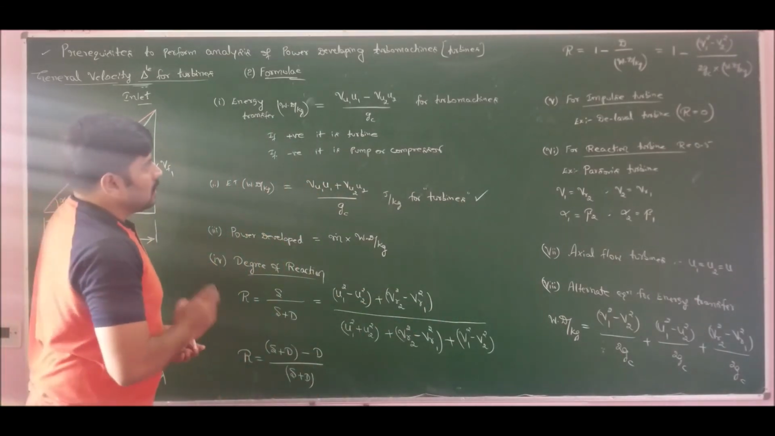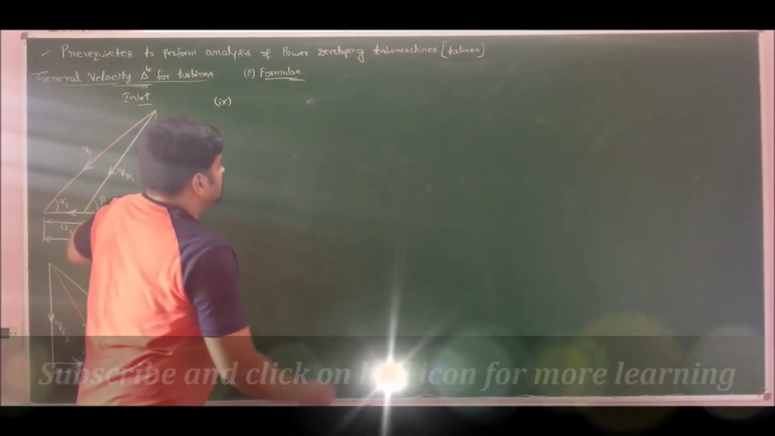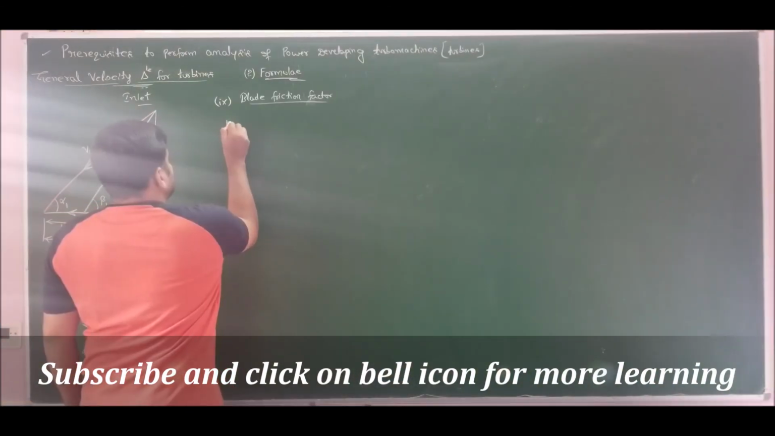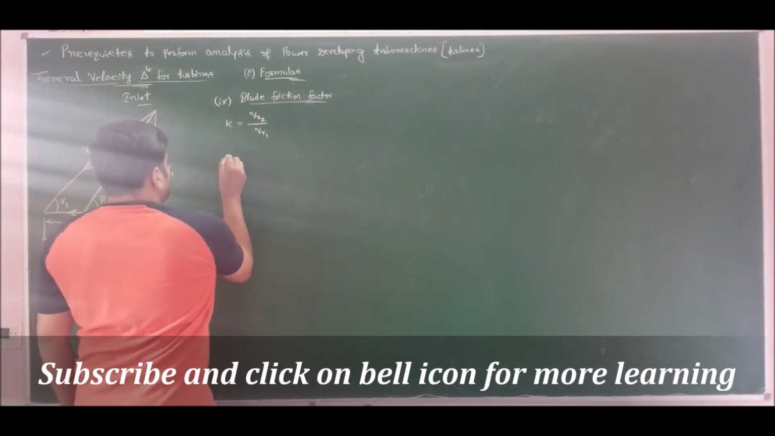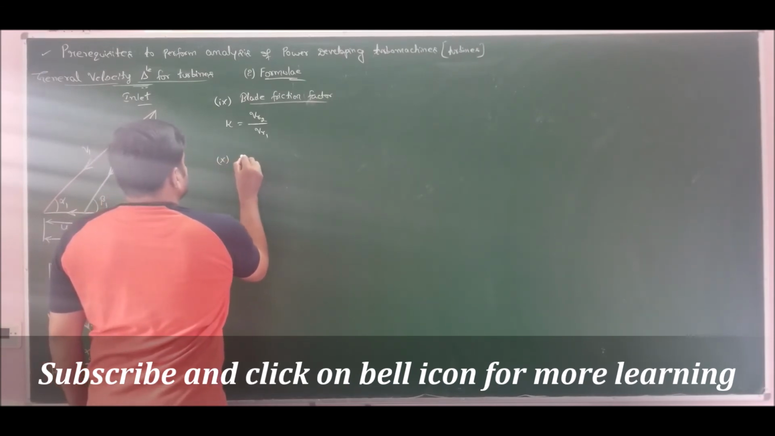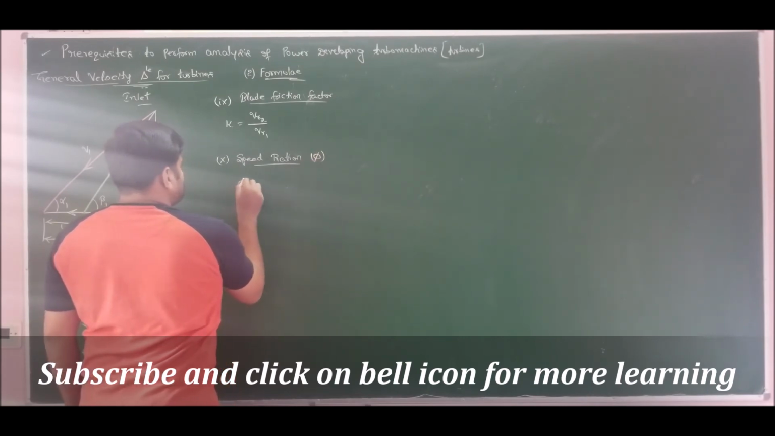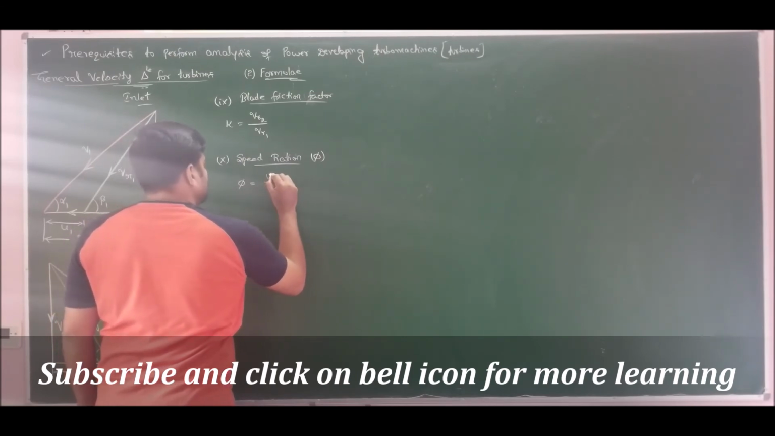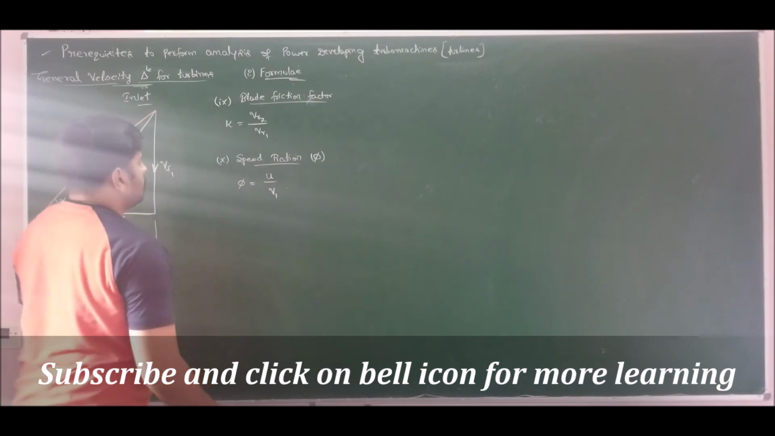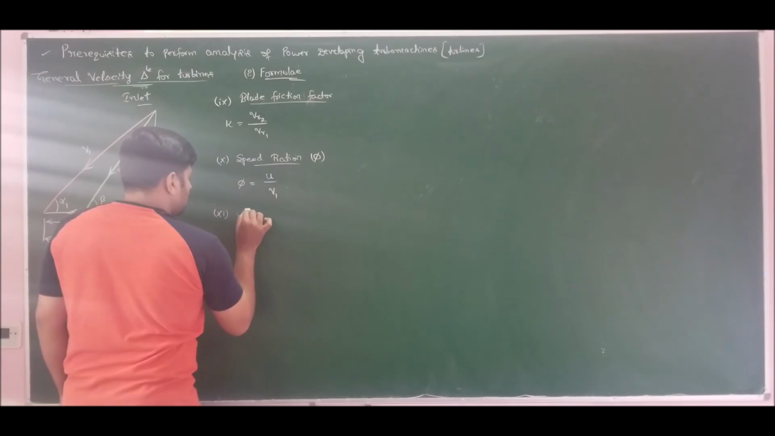Next, moving to the 9th one, that is the blade friction factor, which is denoted by K, defined as the ratio of relative velocity at exit to relative velocity at inlet. And the 10th one is speed ratio, which is denoted by phi. Speed ratio is defined as U by V1. Generally we define speed ratio for axial flow machines.